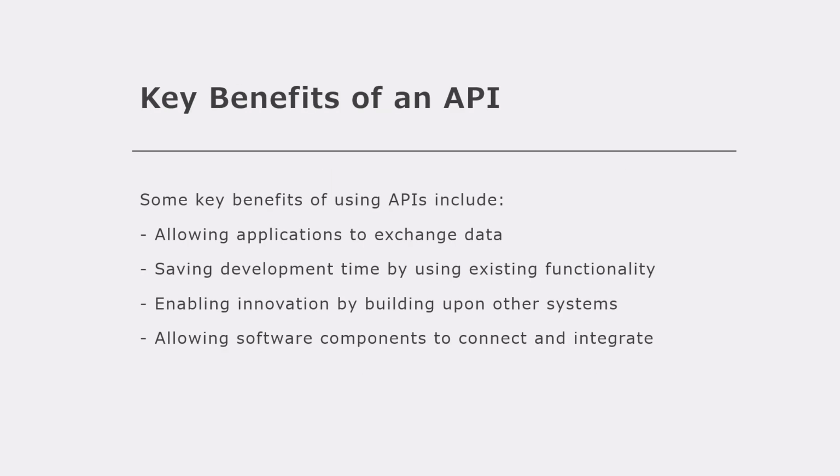So the key benefits of an API: allowing applications to exchange data, saving development time by using existing functionality, enabling innovation by building upon other systems, and allowing software components to connect and integrate.